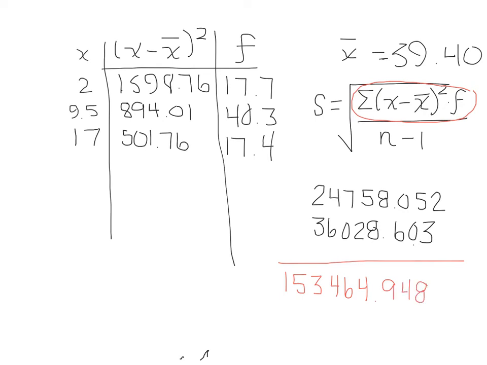So then, second to finally, I need to divide by 1 fewer than the total number of frequencies. Well, my frequencies, again, were the 17.7, the 40.3, and so on. So I need to find the sum, which I already found when I found the mean. And I get a sum equal to 315.8. So I'm going to need to divide by 1 fewer than that, which would be 314.8.